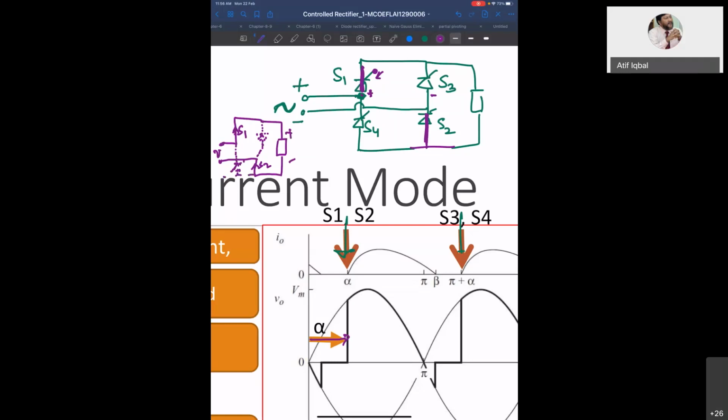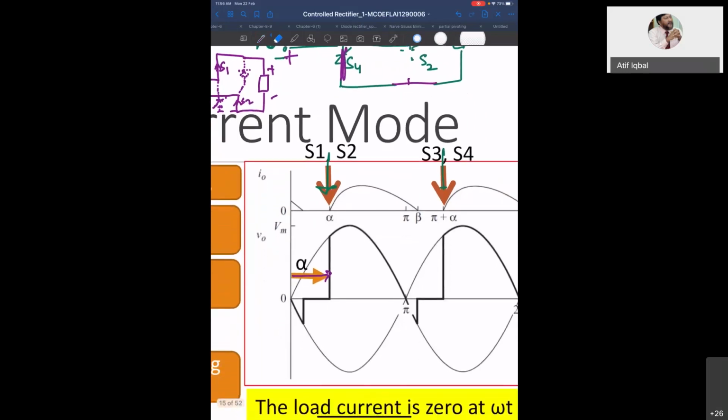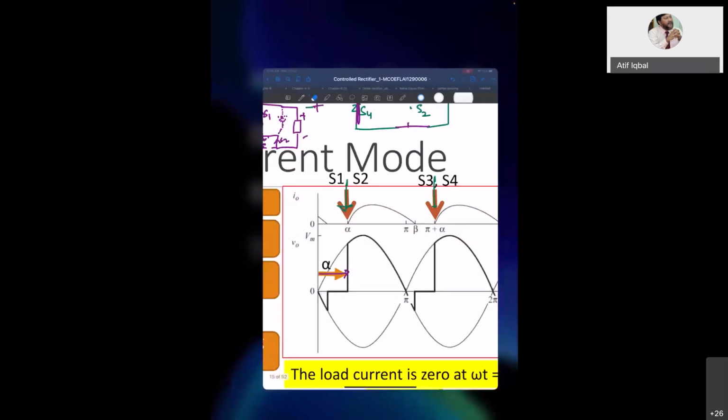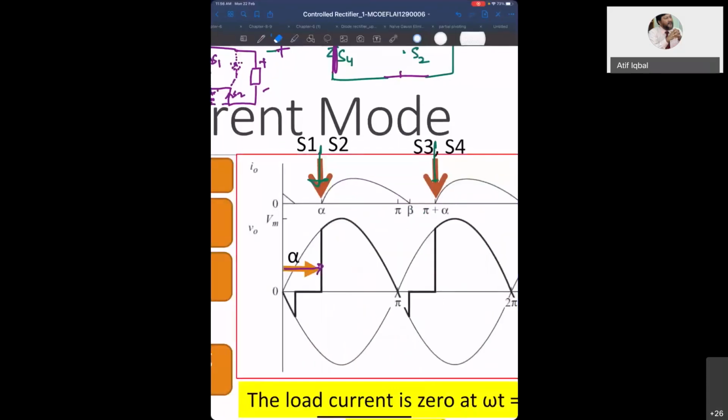Yes, correct. And in the same way, when you have the negative cycle, then this becomes negative and this becomes positive. Then this will be positive, so this will start conducting and this will start conducting. Yes. So you will have the negative cycle. So this is the waveform. Okay. Understood. Thank you very much. Okay.